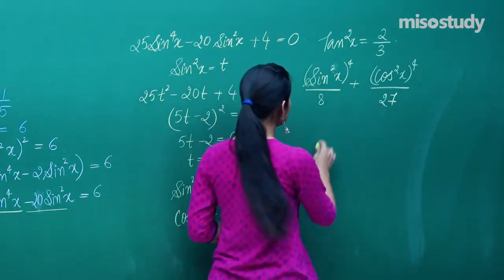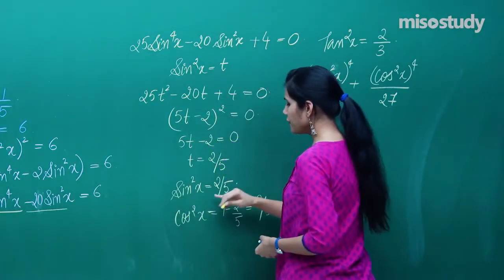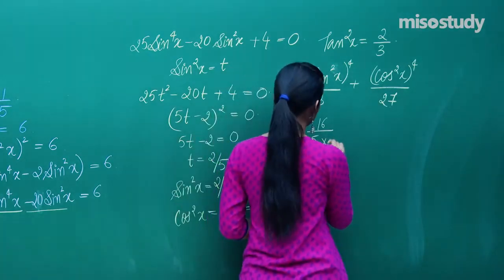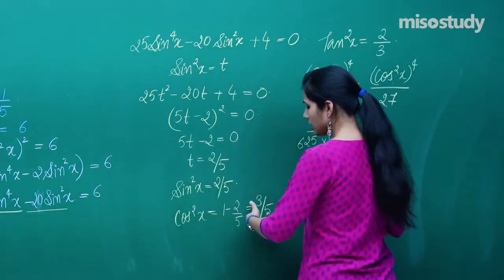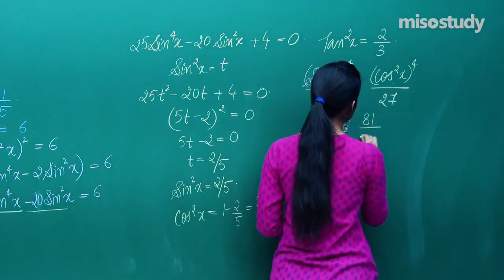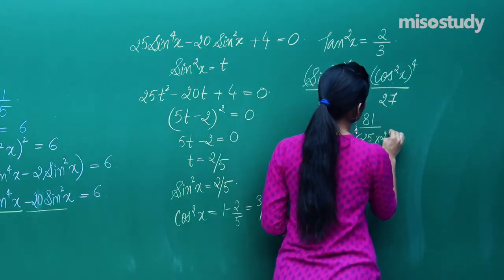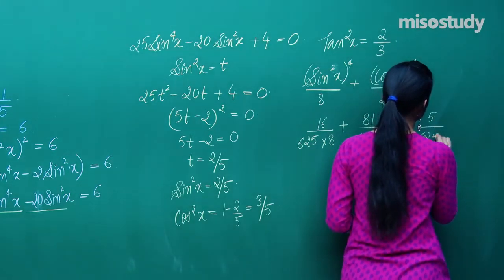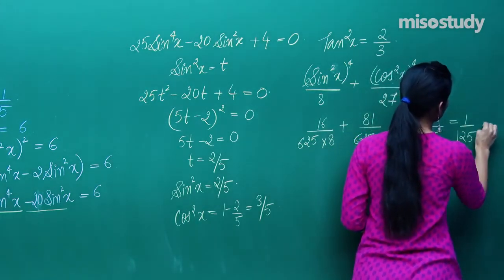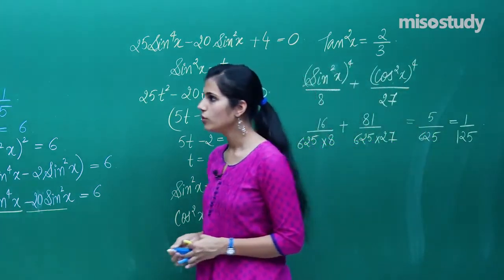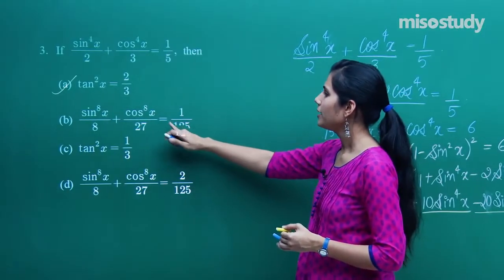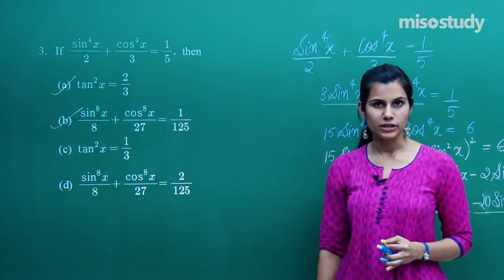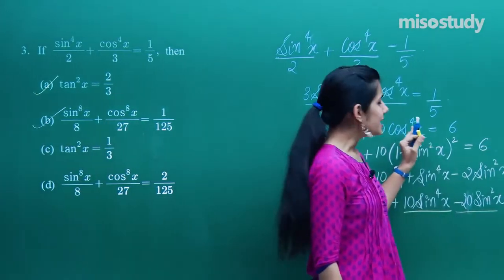2 multiplied by 4 gives you 16 and 5 multiplied by 4 gives you 625 multiplied by 8, plus then you have (3 by 5) whole to the power 4, that gives you 81 upon 625 into 27, which eventually gives you 5 upon 625 or 1 upon 125, and therefore sin^8 x upon 8 plus cos^8 x upon 27 is 1 by 125 and not 2 by 125.